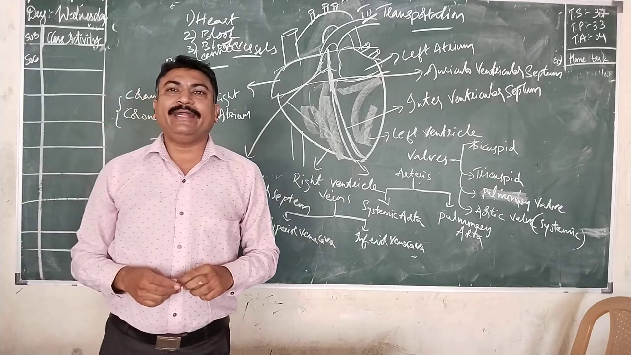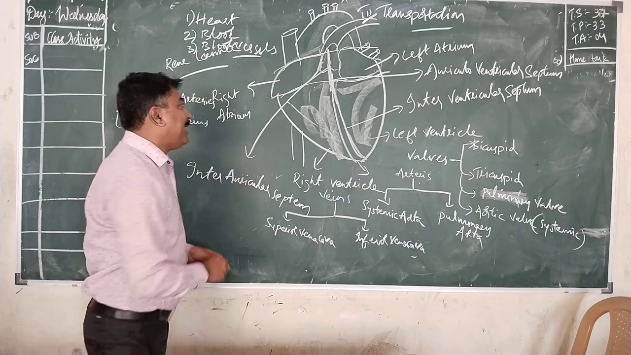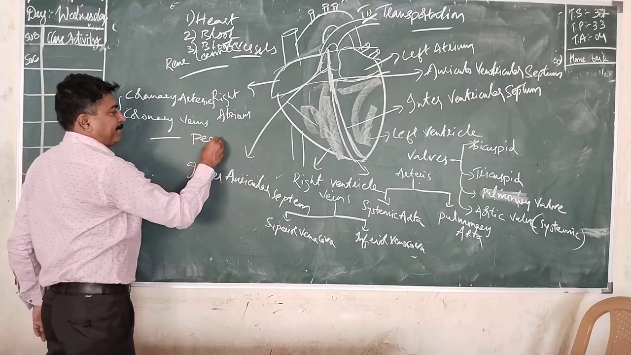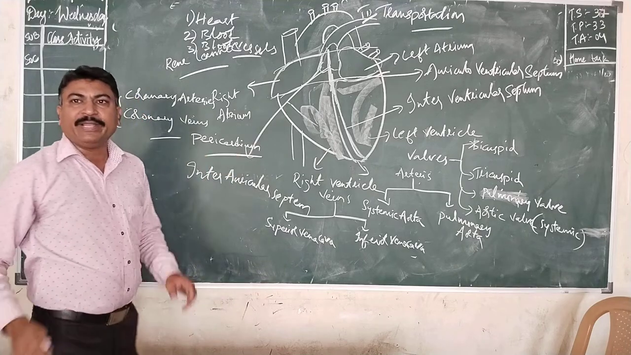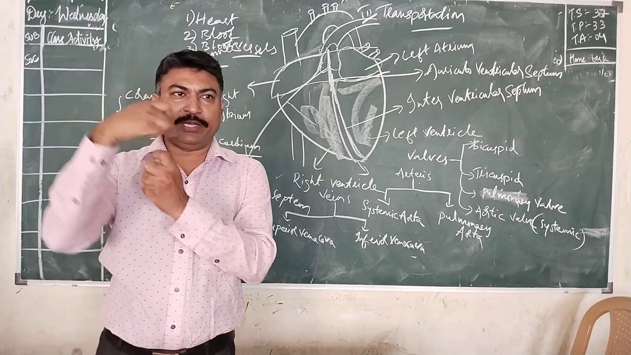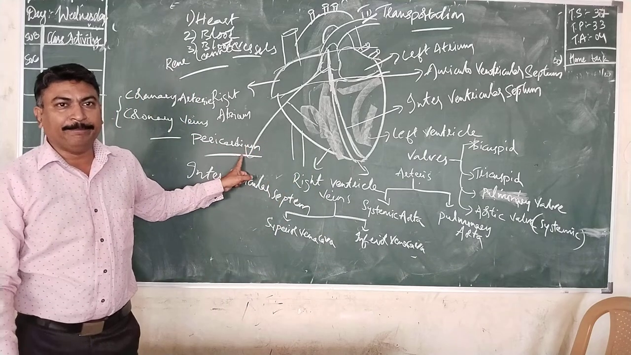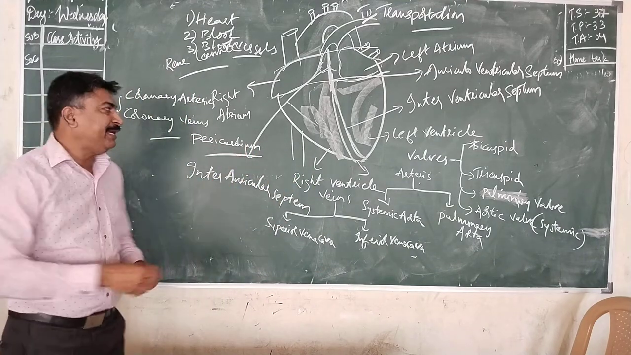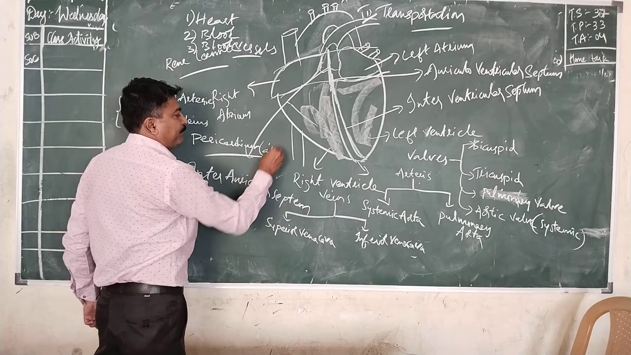Externally, the entire heart will be covered with a two layered membrane which is called the pericardium. The entire heart will be enclosed in a two layered membrane. It is known as the pericardium. In between the two layers, it consists of a fluid known as pericardial fluid.